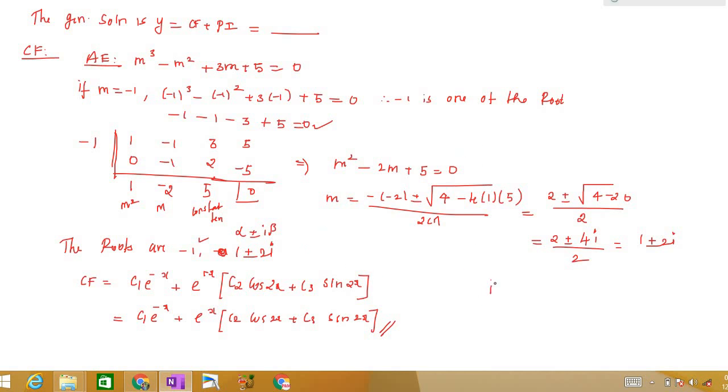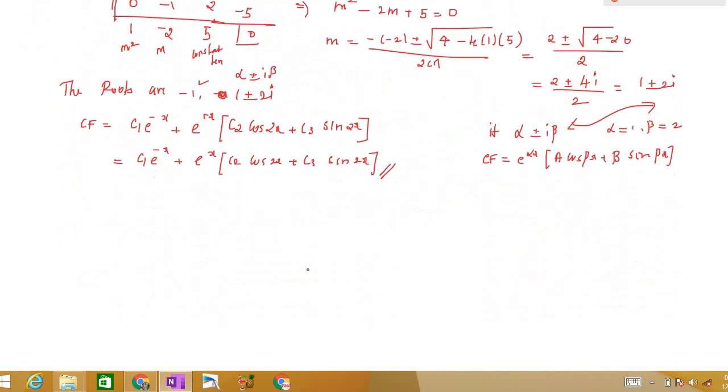So we know if the roots are imaginary, of the form alpha plus or minus i beta, then the characteristic function will be e power alpha x into a cos beta x plus b sin beta x. Here a and b are just arbitrary constants. We can write them as you like, so we write c2 and c3 here. If you compare this with alpha plus or minus i beta, here alpha is equal to 1 and beta is equal to 2. That's why I wrote 1x in the exponent and 2x in the cos and sin.